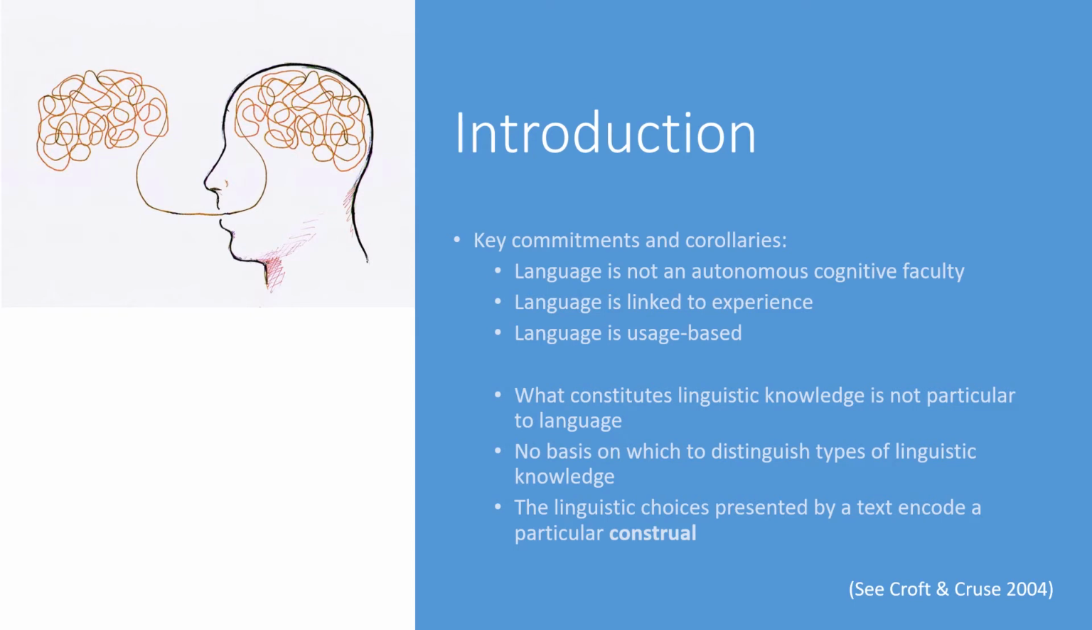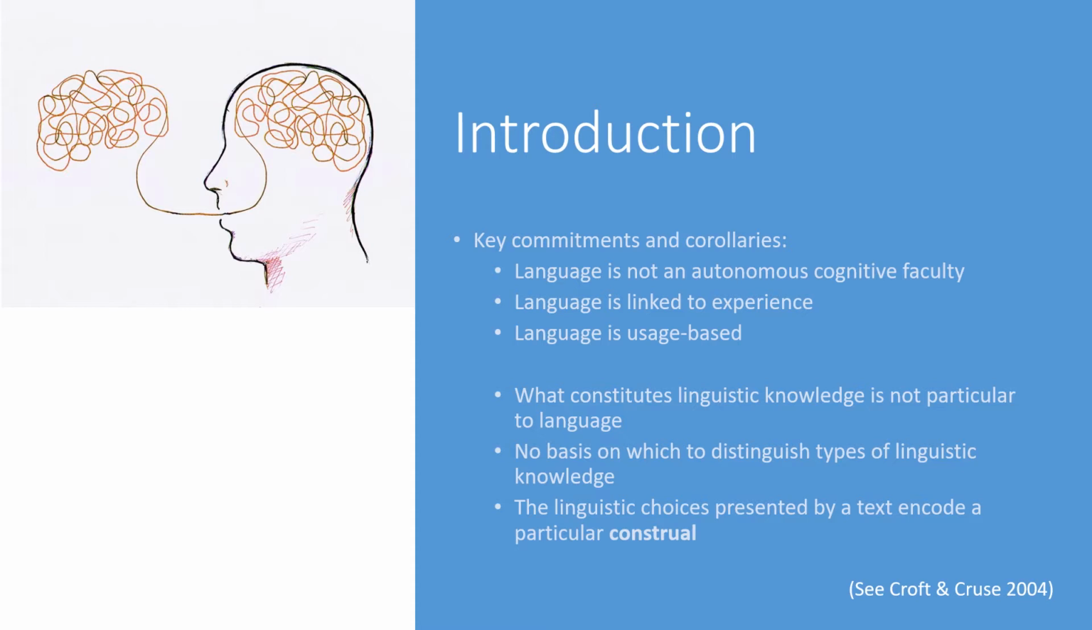CLCDA inherits from cognitive linguistics a number of key epistemological commitments or theoretical assumptions about language. These include that language is not an autonomous cognitive faculty, that language is linked to experience, and that language is usage-based. These positions place cognitive linguistics at odds with other approaches to language which prevailed throughout the 20th century.